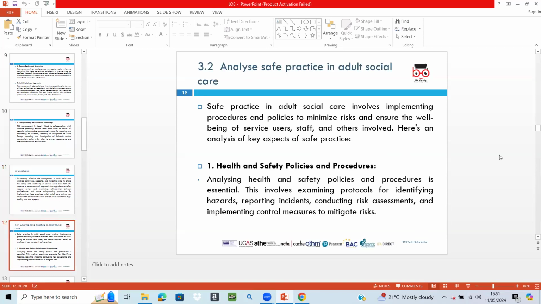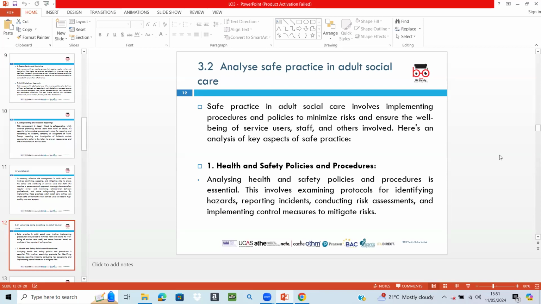Moving on to the next slide. Now we have to analyze safe practices in adult social care and health and safety policies and procedures. In adult social care, ensuring safe practices is again paramount to the well-being of service users, staff, and any other person who is involved in the care. And we need to analyze key aspects such as health and safety policies and procedures.